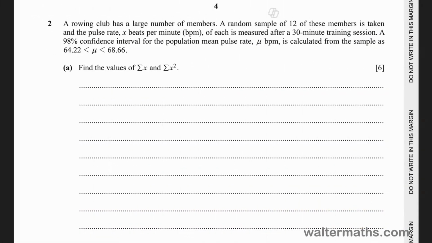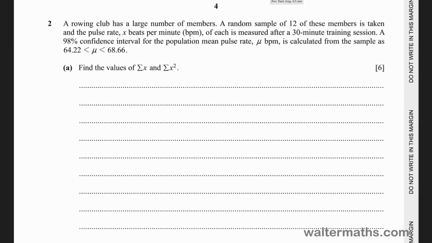So the question here says, a rowing club has a large number of members. A random sample of 12 of these members is taken and the pulse rate, x beats per minute, of each is measured after a 30-minute training session. A 98% confidence interval for the population mean pulse rate, mu beats per minute, is calculated from the sample as 64.22 to 68.66. So in part A, find the values of the sum of x and the sum of squares of x. All right.